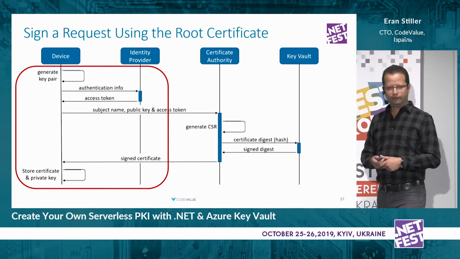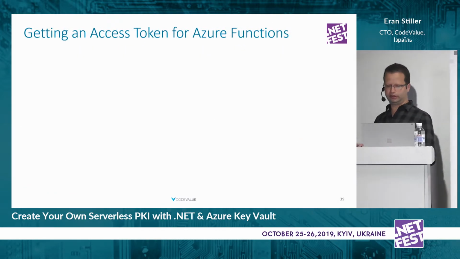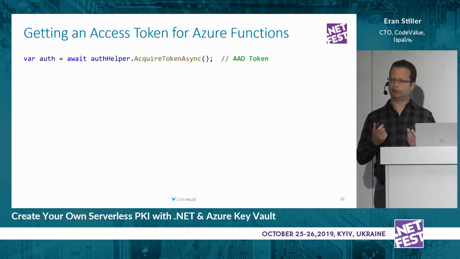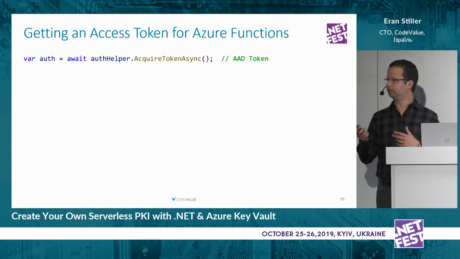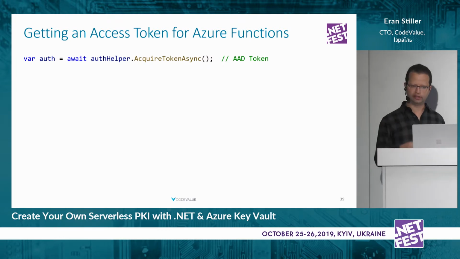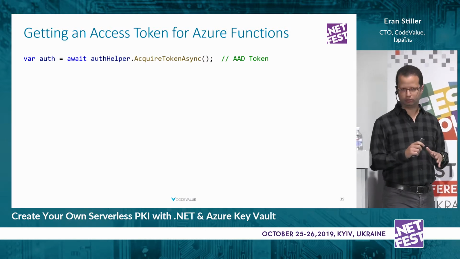So first, we need to get an access token. The first step is to authenticate with Azure Active Directory. You can look at the code later. Basically, you can use something like Azure Active Directory Authentication Library, ADAL, or MSAL, which is Microsoft Authentication Library, which is what I used in the demo. I'm not going to show you the code here. It's pretty straightforward and well documented.